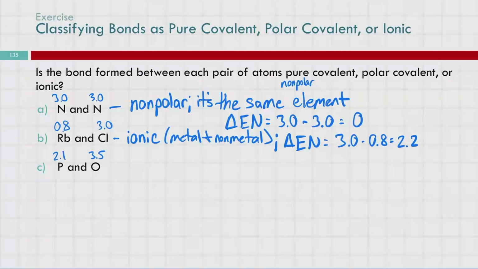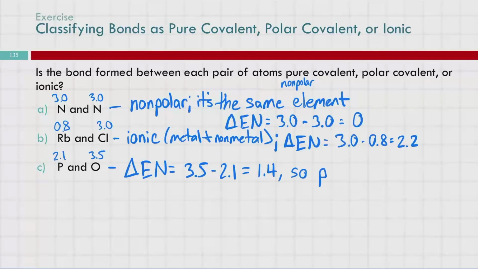Okay, and then we've got P and O, and we will have to figure out what it is. So let's look at the electronegativity difference. It's 3.5 minus 2.1. That gives us a value of 1.4. So it is polar covalent.